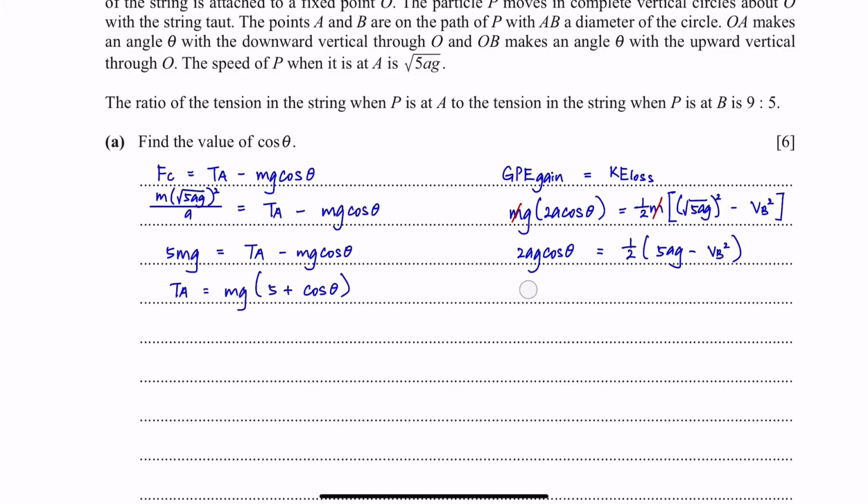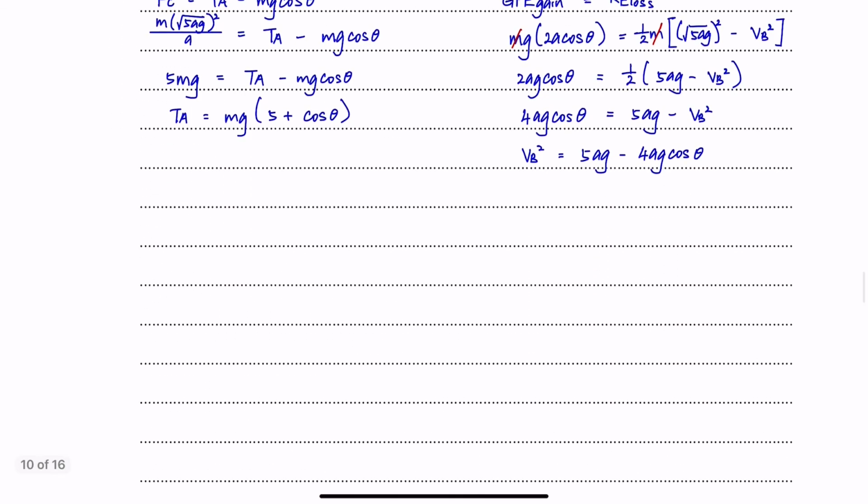So 4ag cos theta equals to 5ag minus vb squared. So vb squared equals to 5ag minus 4ag cos theta. So now we have the speed of the particle at B. So we can find the tension at B using the centripetal force.